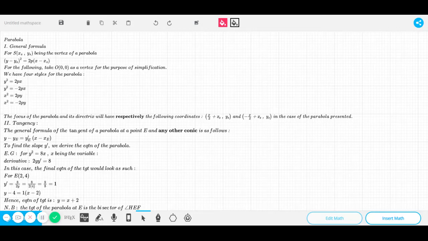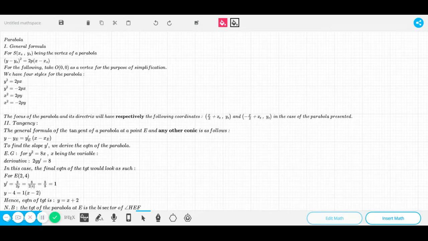Hello everybody, in this video I'm going to explain the parabola, just like I had promised in my first video. We'll go into the details concerning the parabola and the general formula of a parabola, then we'll move on to determining the coordinates of the focus and the directrix, the tangency, how to find the equation of the tangent for a parabola, and some characteristics that are related to the parabola and only to the parabola, not to any other conic. So first of all, the general formula of the parabola.